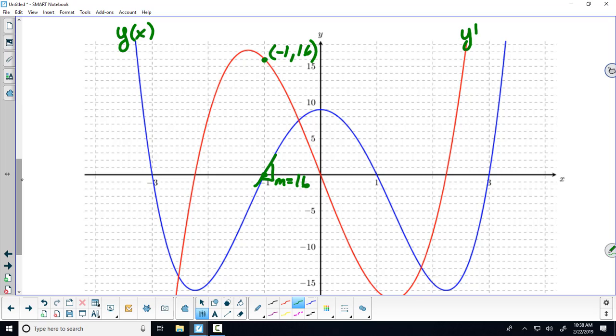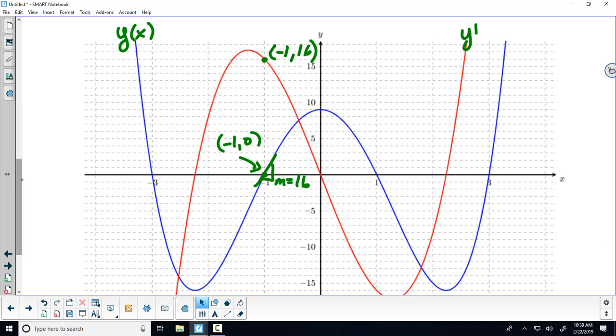Notice that the derivative in no way tells me what the y-coordinate is on the original function. So this was the ordered pair negative 1 comma 0. The derivative doesn't tell me anything about the function's height. It tells me about how the function is changing. This is very important, folks.